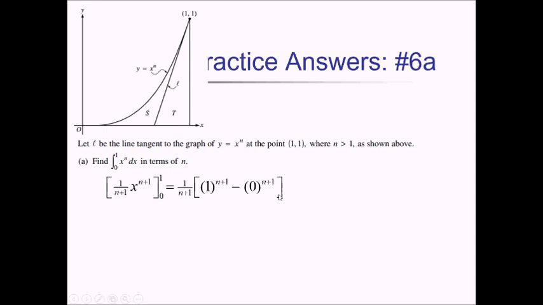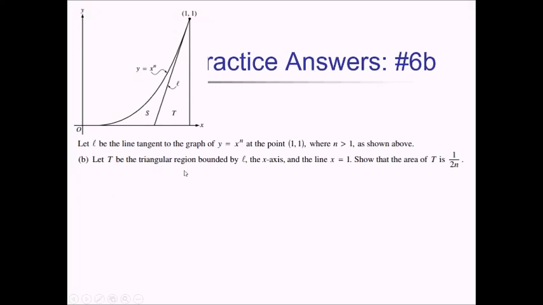You actually could, I guess, technically leave it like this, because n is considered a constant, and they said to find this integral in terms of n. But if you wanted to simplify this, well, 1 to the n plus 1 is just 1. 0 to the n plus 1 is just 0. So this whole brackets in here is just 1. Multiplying that by 1 over n plus 1, we just get 1 over n plus 1.